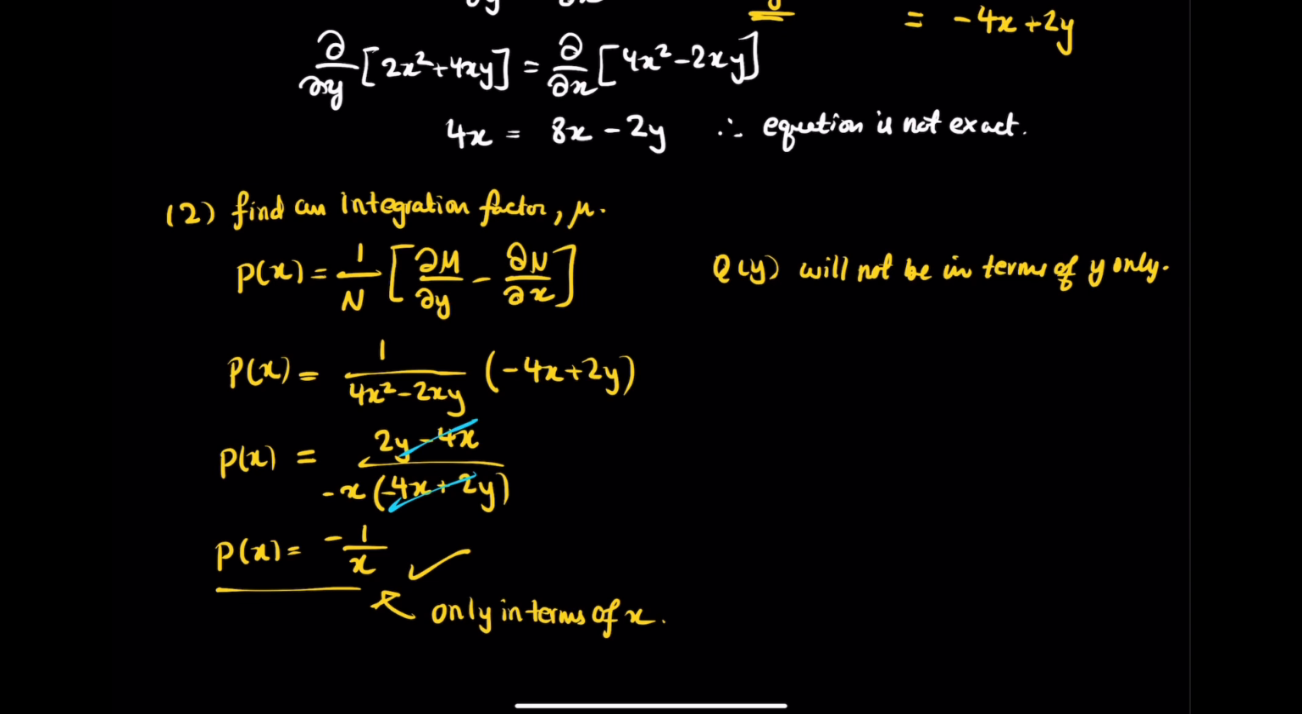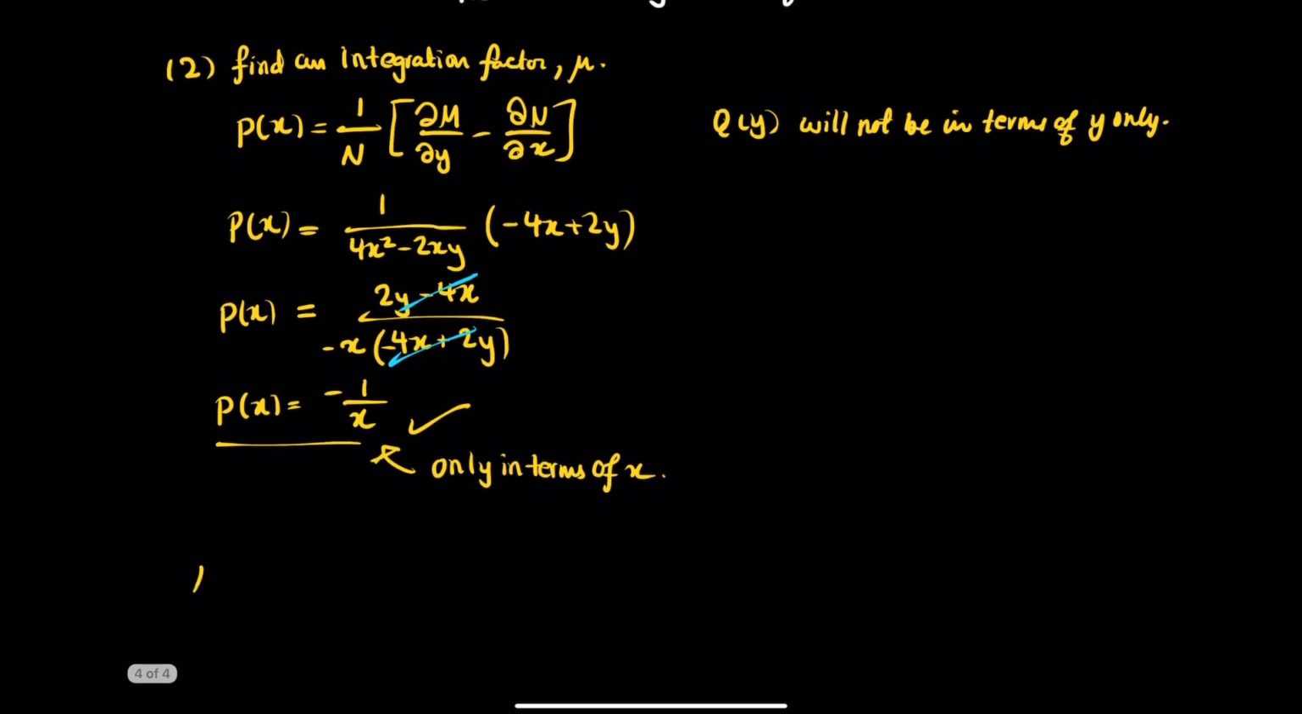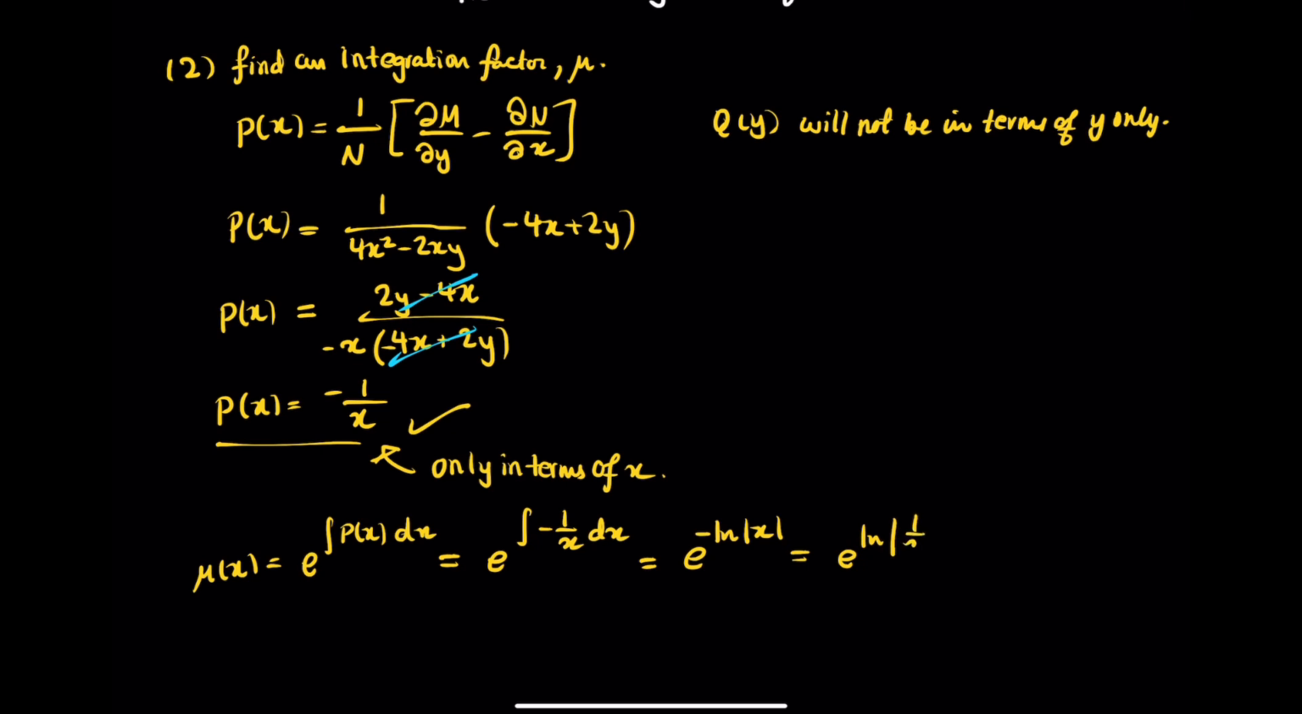So that's great. What we have to do then is find mu(x), and mu(x) is e to the integral of p(x) dx. So then all this will be the integral of minus 1 over x dx, and that's e to the minus ln absolute value of x, right? And then this would be e to the ln 1 over x, and this is just 1 over x in absolute value. Okay? And so there you go.